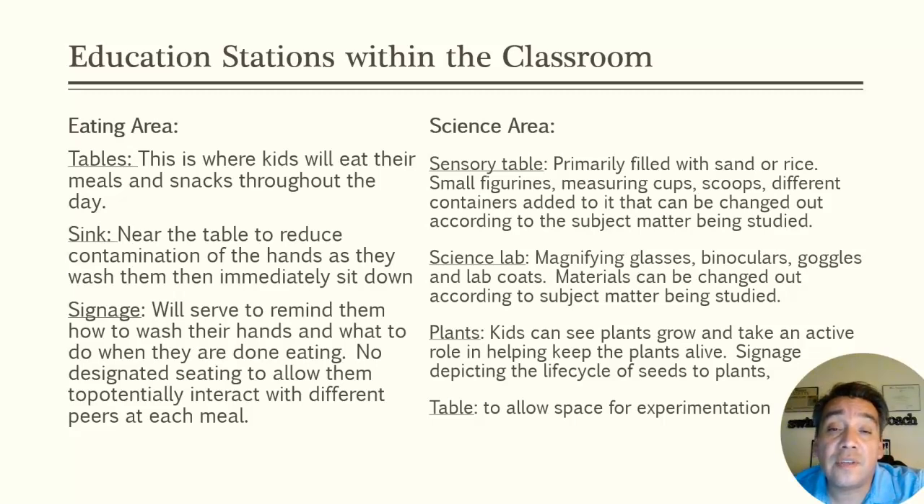Our science area has a sensory table, and it's primarily filled with rice or sand. Right now, it's green dyed sand to represent grass, and we've put in plastic flowers and little bugs and whatnot that they can manipulate with scoops and different things like that to play with. We also have right now a hydroponic growing system that the kids can use to see how plants grow. They can see the different parts of the plants, including the roots and the stems.